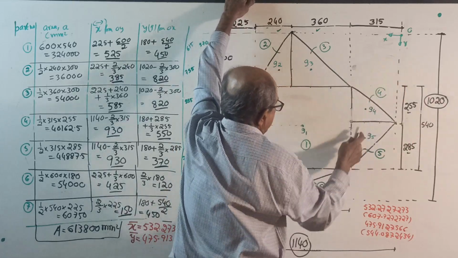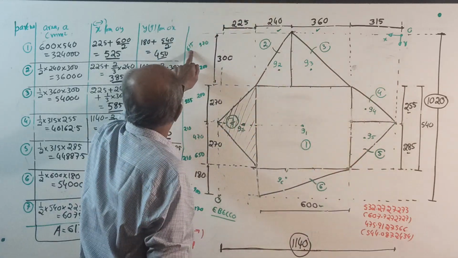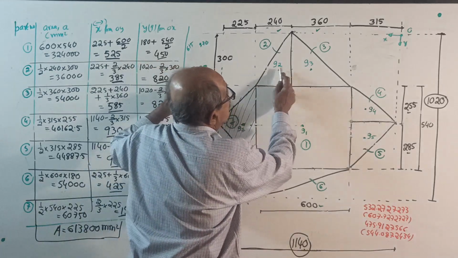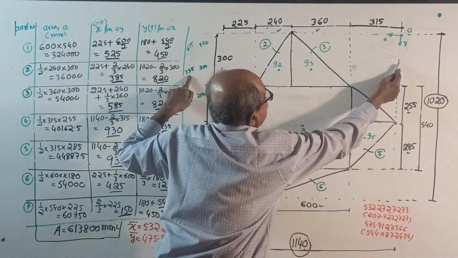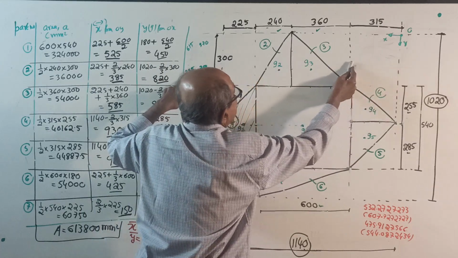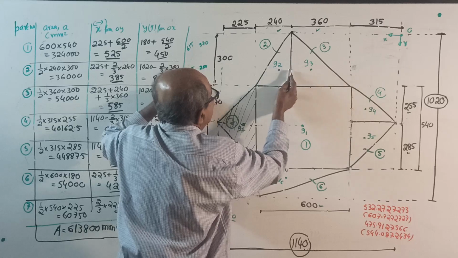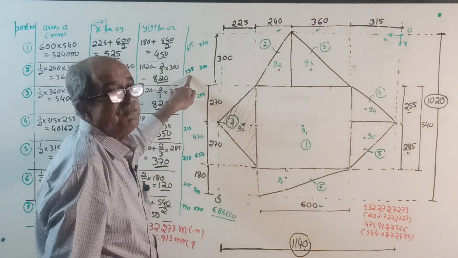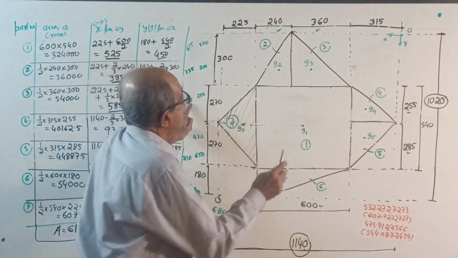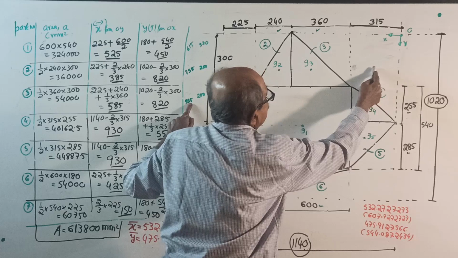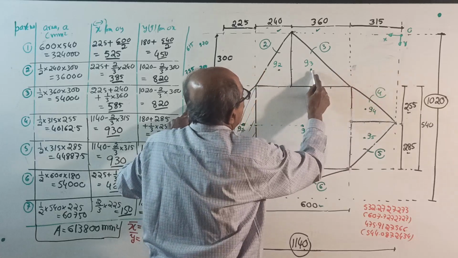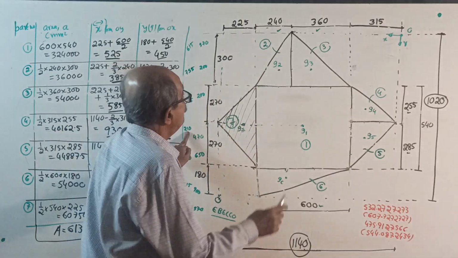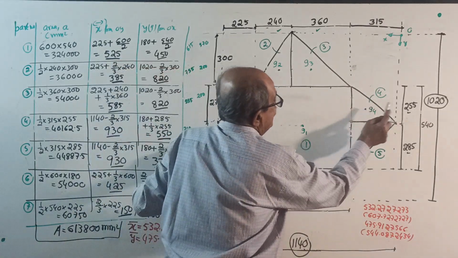315 plus half of 600, 615 will come. Okay, then figure number 2: 315 plus 360 plus 1 by 3 of 240, 755 will come. Figure 3: 315 plus 2/3 of 360, 555.